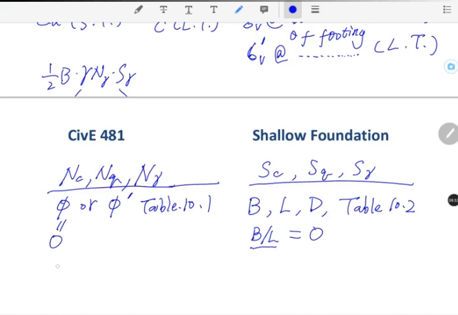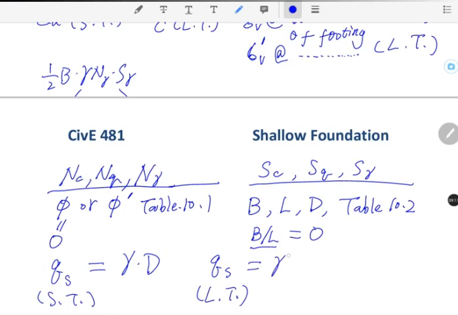Then the calculation of QS for short term, use gamma times D, and for the QS under long-term condition, we use gamma prime D. However, since the groundwater is not affecting the unit weight or the vertical stress in the soil near the ground surface, this gamma prime is equal to gamma.